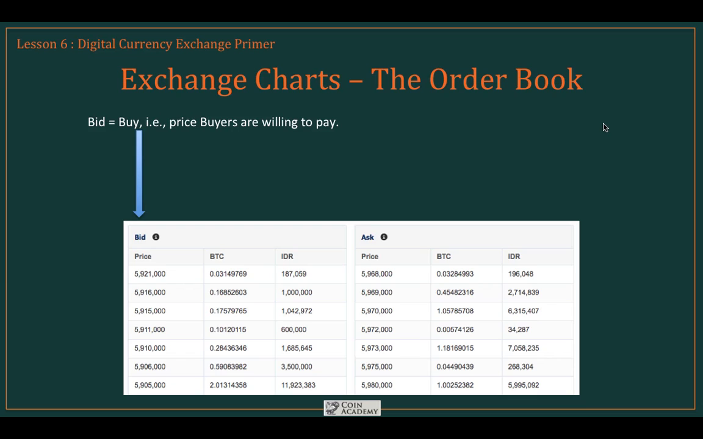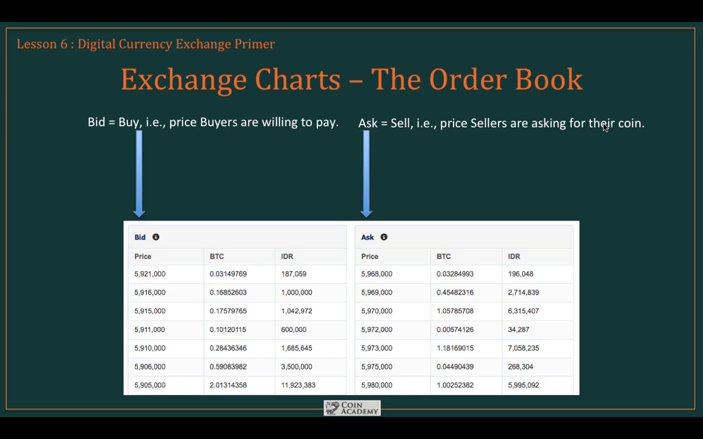What does the bid side tell us? Well, this is the buy side. In other words, the price that buyers are willing to pay. The ask side is the sell side. That is the price that sellers are asking for their coin. So bid is buy, ask is sell. B for buy, ask has an S in it, that's for sell.